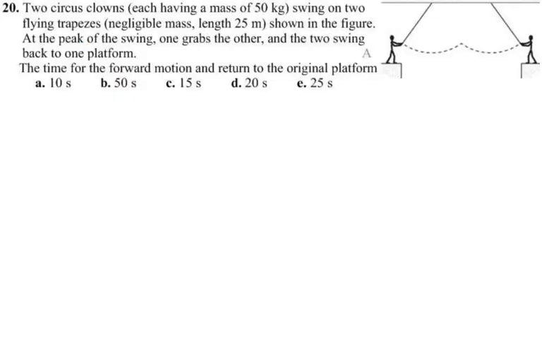Okay, so here is number 20. Two circus clowns, each a mass of 50 kilograms, swing toward each other, and the rope has length of 25 meters, as shown in the figure. At the peak of the swing, one grabs another, and the two swing back and forth. If you remember the period of the oscillations for the pendulum, it's 2 pi square root of L over g. And it doesn't depend on the mass. So it doesn't matter what their mass is.